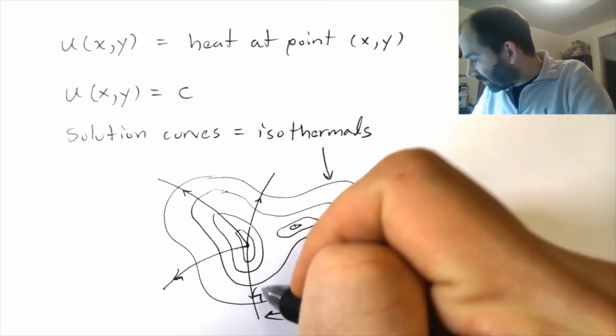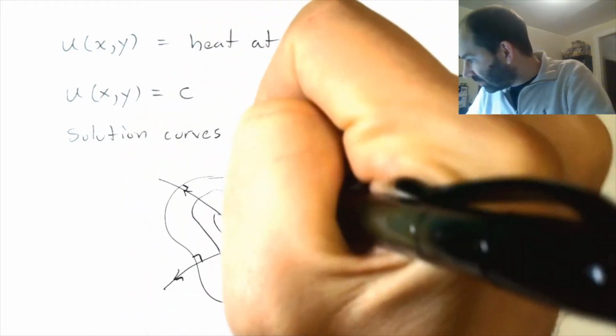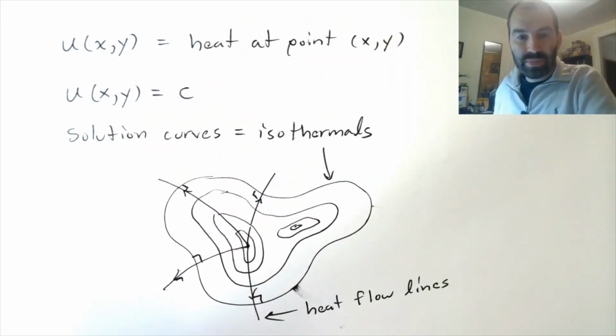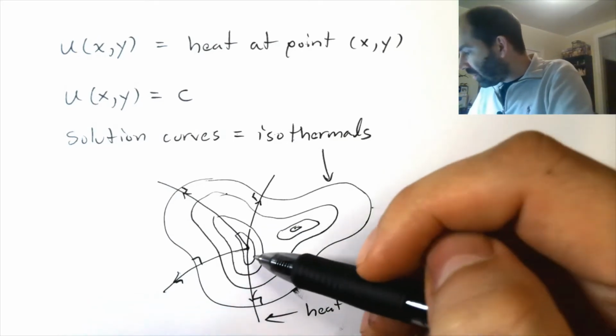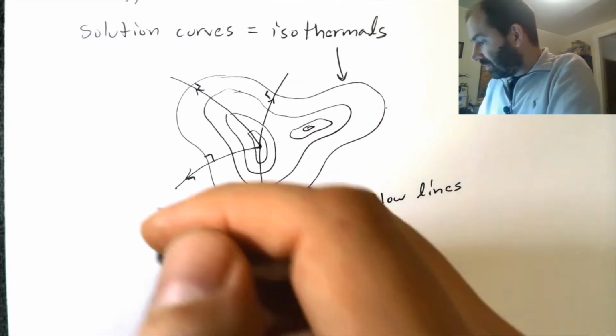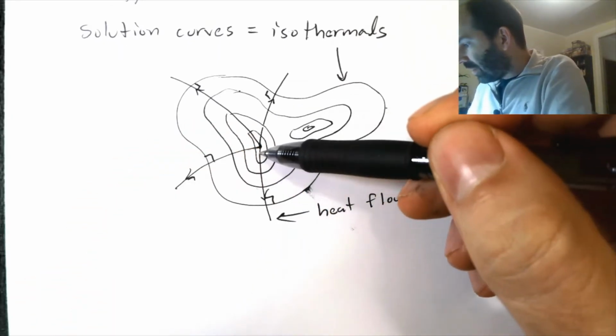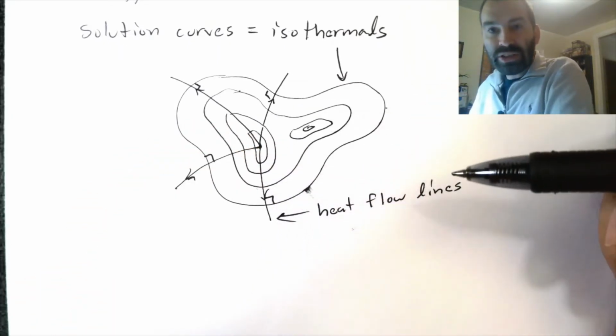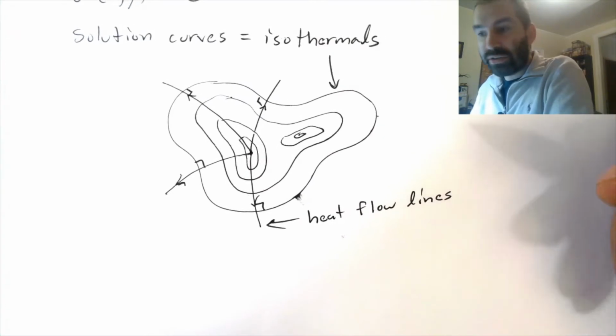So these lines are all at right angles. Yeah, those are all right angles. Okay, and so these are called orthogonal curves, curves that meet at right angles. And what we call these in differential equations is orthogonal trajectories.